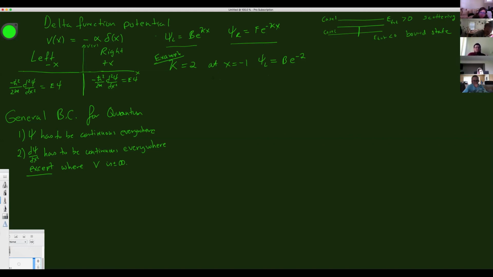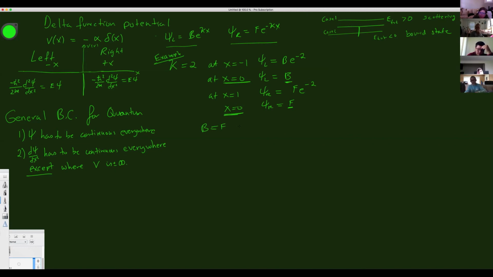But at 0, psi left is just b, right? And now think about the right side with kappa equal 2. At x equals 1, we have to use psi right for that, which is f e to the minus 2, right? And at x equals 0, psi right is just f, right? So at this point, where the two things meet, we could make them equal by literally just making b equal to f, right? If we did that, then they're going to match at 0, aren't they?